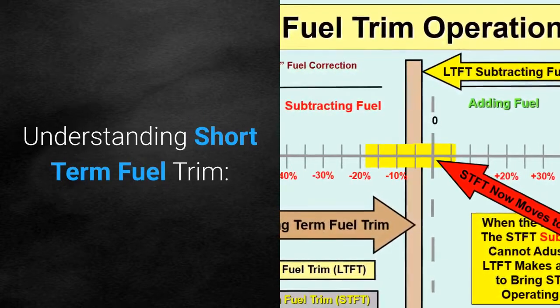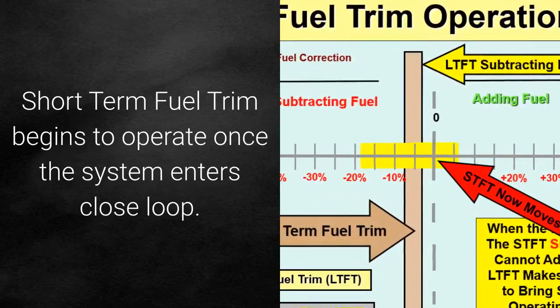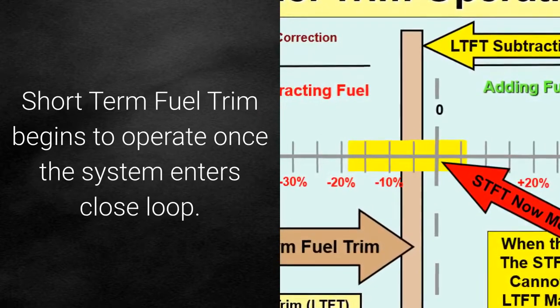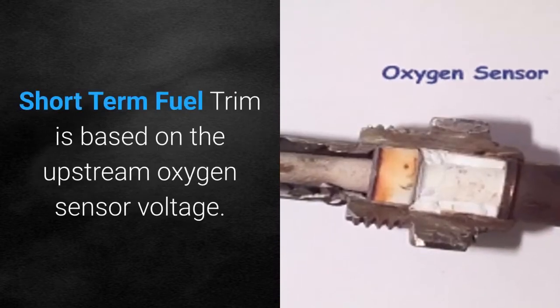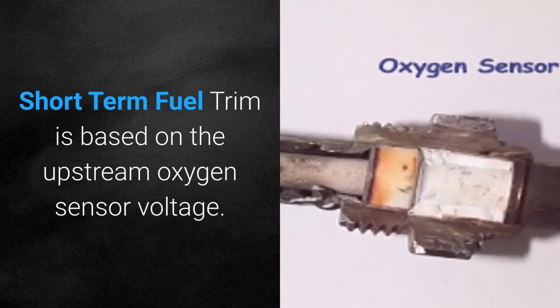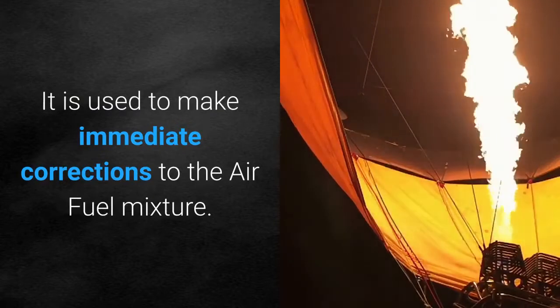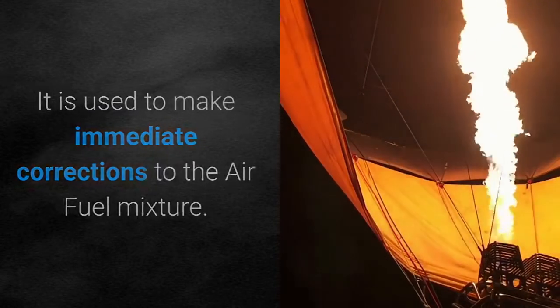Understanding short-term fuel trim. Short-term fuel trim begins to operate once the system enters closed loop. Short-term fuel trim is based on the upstream oxygen sensor voltage. It is used to make immediate corrections to the air-fuel mixture.